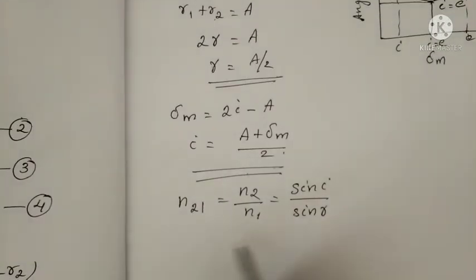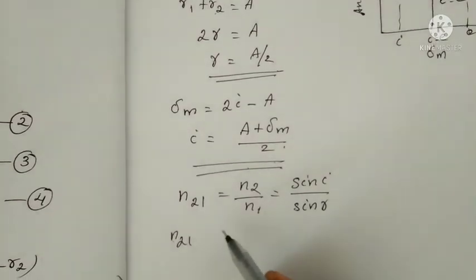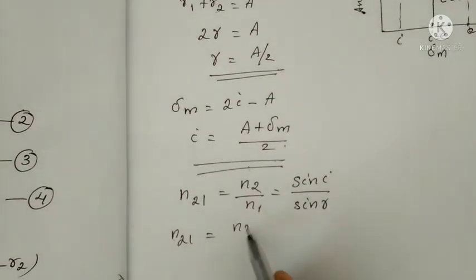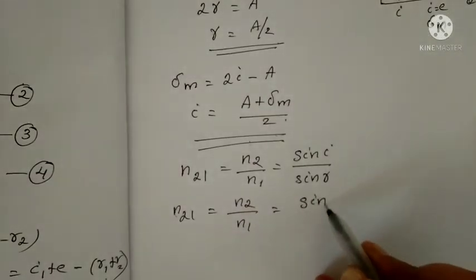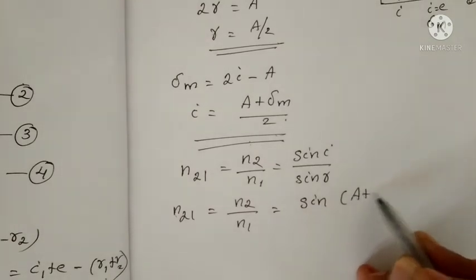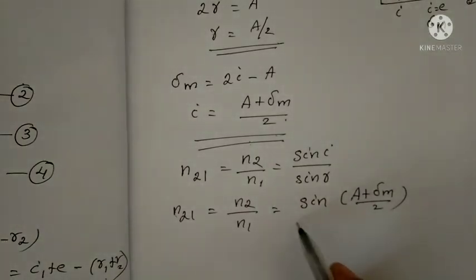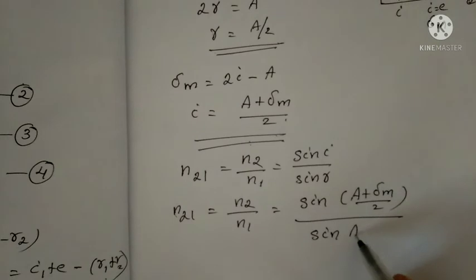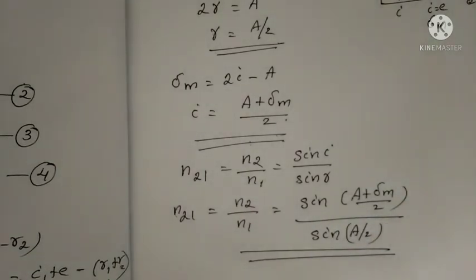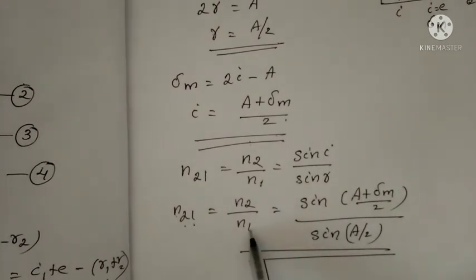So once again we can write refractive index of the second medium with respect to the first medium, N21 equal to N2 by N1. Then we can substitute I and R. So what is I? That is sin A plus delta m by 2, then divided by sin A by 2. Okay, so this is the refractive index of the prism, N21. Here N1 equal to air medium, so we can note it as N1 equal to 1 and N2 equal to n.